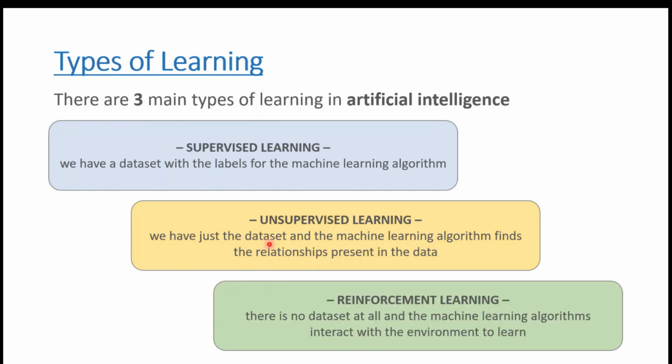And the third one is reinforcement learning. Here there is no data set at all, and the machine learning algorithms interact with the environment to learn. Reinforcement learning is a kind of learning where you do not have any data set. It has to learn from the environment, like a baby. It tries to learn on its own by interacting with the environment.